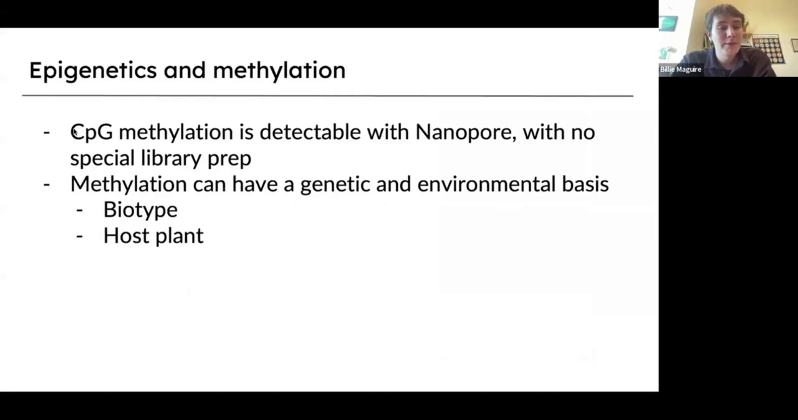And they can also vary by environment, which in our system we think about as the host plant. So these caterpillars are feeding on different hosts, which could induce different environmental changes or epigenetic changes to their genome, which could induce plasticity and allow them to feed on different host plants.